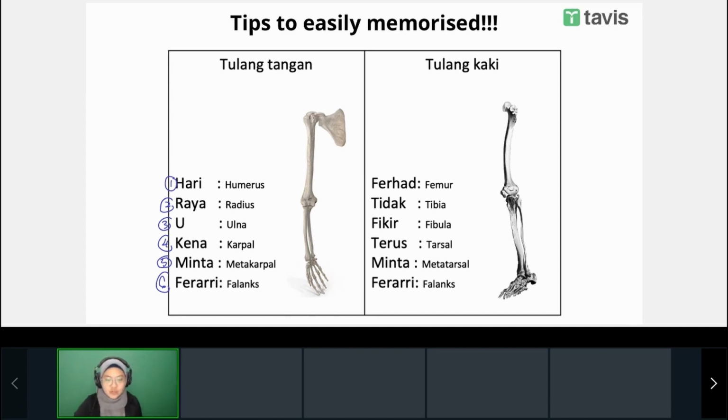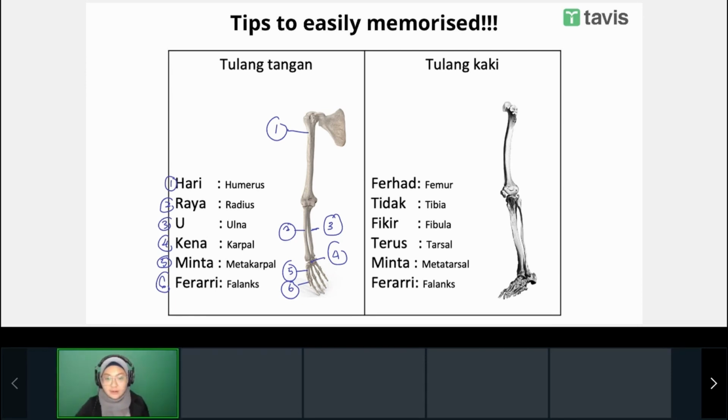Hari for humerus. Which one is humerus? This one is humerus, the upper bone of the arm. Then radius, the one at the outer side. And ulna is over here. Number 4, carpal, is here at the wrist. Number 5, metacarpal, and phalanges or phalanx is over here. Now for the hand bones, please remember Hari Raya, you kena minta Ferrari: humerus, radius, ulna, carpal, metacarpal, phalanx.